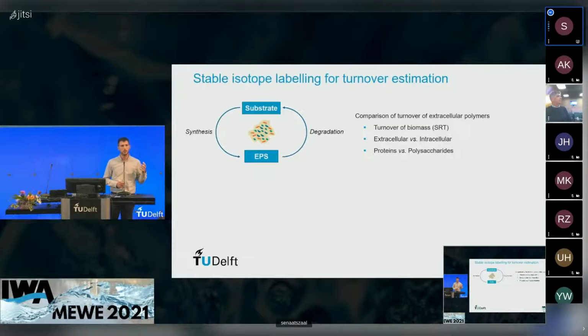But also we can compare these extracellular polymers with the intracellular and see if there are differences happening outside or inside the cells. And also, as I said, there are many different polymers in our EPS. We could compare, for example, the two main polymers, proteins and polysaccharides, although today I'm only going to focus on proteins.